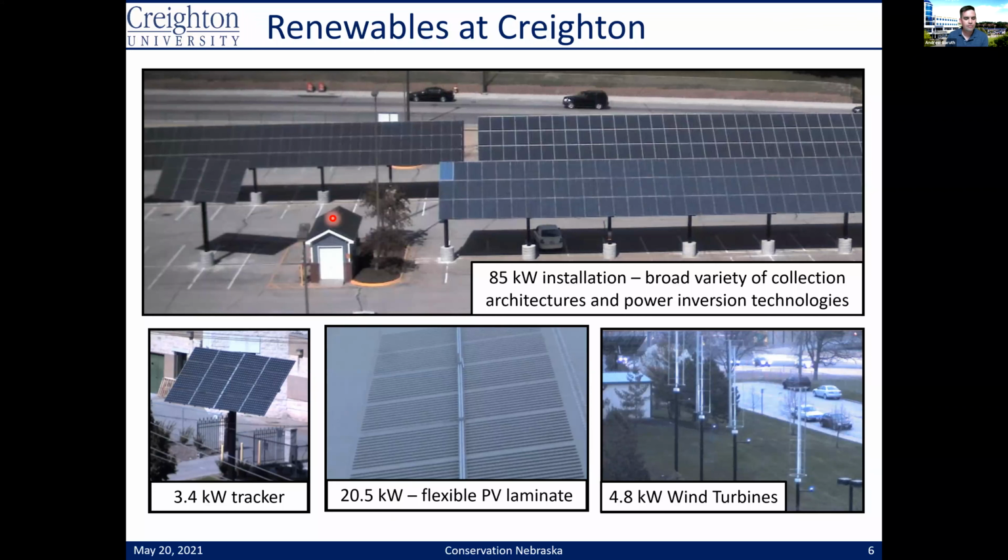And then we have what we affectionately call the doghouse. This is where all the electronics are housed, and where the students can mainly interact with the electronics of the array. But in addition to that, if we go around campus, we actually have a flexible photovoltaic laminate that sits on top of our fitness center. It's a 20 kilowatt system over there.